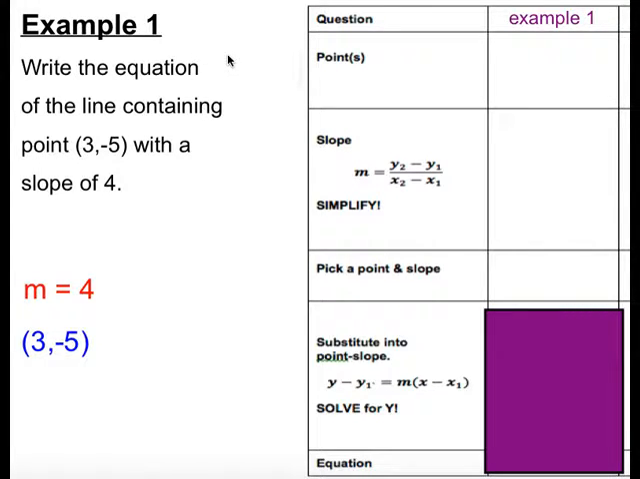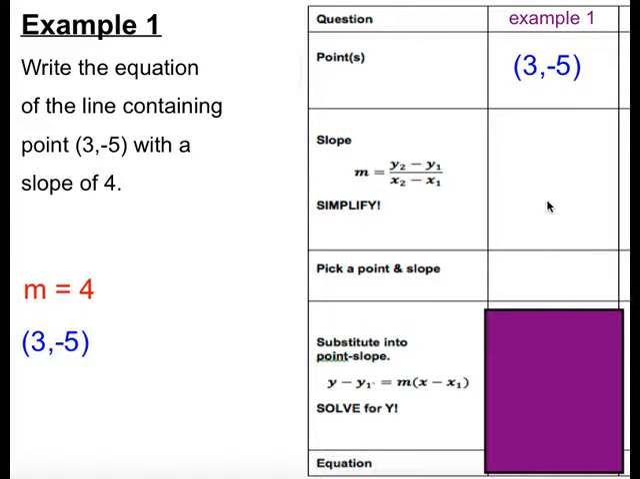In the first example it says, write the equation of the line containing the point (3, negative 5) with a slope of 4. So our m is 4 and our point is (3, negative 5). Now in order to do this, I provided a chart for you in class that you'll fill out for your notes today. The first blank says point or points given. So there we're going to put (3, negative 5).